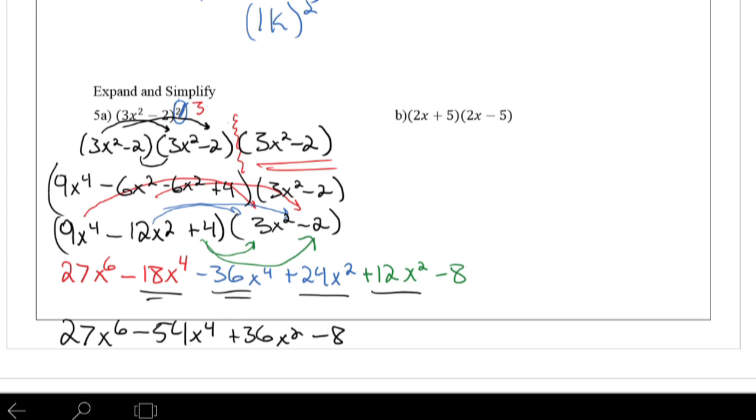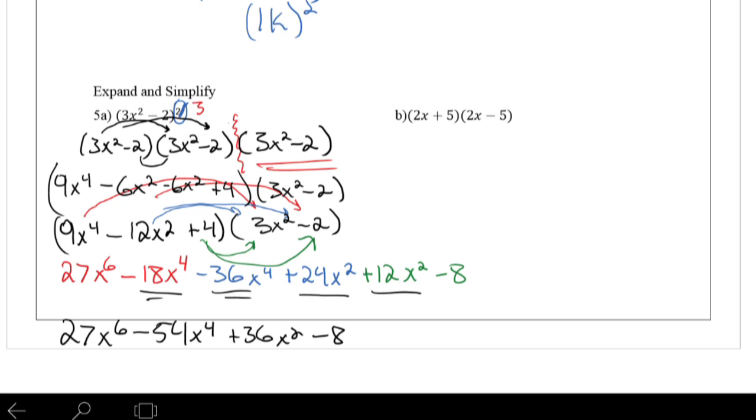I feel like there's something wrong there, but I'm thinking it's right. Does anybody else get anything different than that? Especially with the x fourths. I'm looking at it. 9 and 3 is 27. 9 and 2 is 18. All right. We'll just go with it.